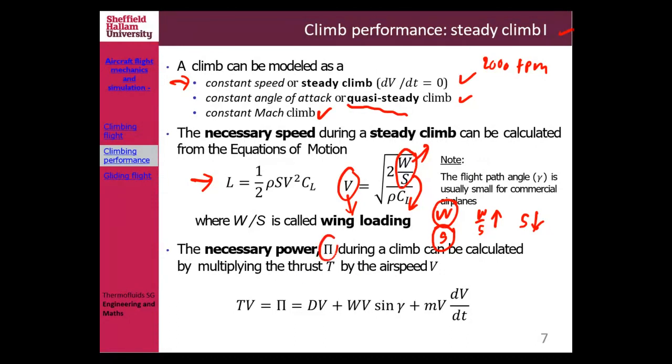Now, for the power, we talked already about what the power actually is. The power is obviously your thrust multiplied by your velocity. So if you multiply your thrust by the velocity, you get your power. Then obviously from the previous equations, that equals drag multiplied by your velocity, plus your weight component multiplied by velocity. Then obviously this, which is initially only m dV/dt, will become mV dV/dt.